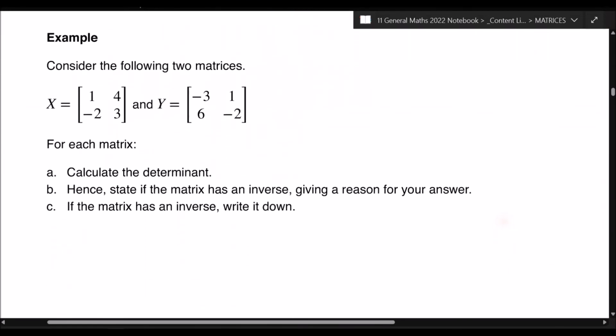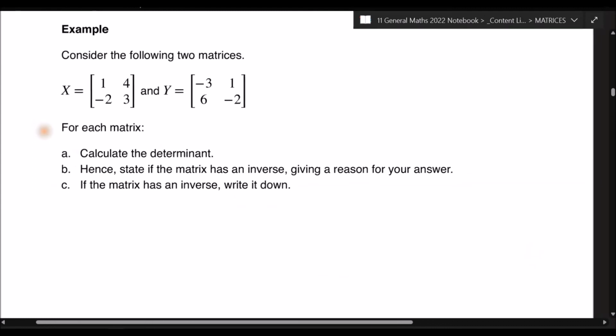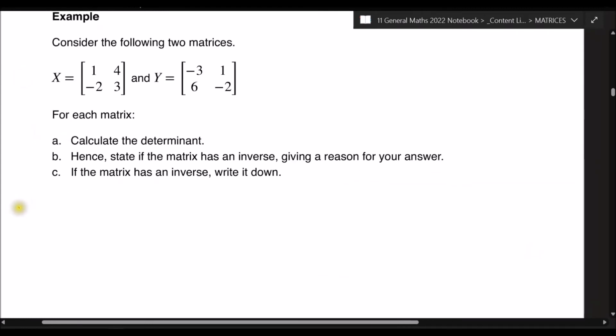All right, let's apply this to some of these questions. Consider the following matrices. For part A, we need to calculate the determinant, and then B, state if the matrix has an inverse, giving a reason for your answer. If the matrix has an inverse, write it down. You need to be able to do this by hand, which is what I'll show you now, but you can do this on your CAS. Let's calculate the determinant of matrix X. We'll do Y next, but let's do X for now.